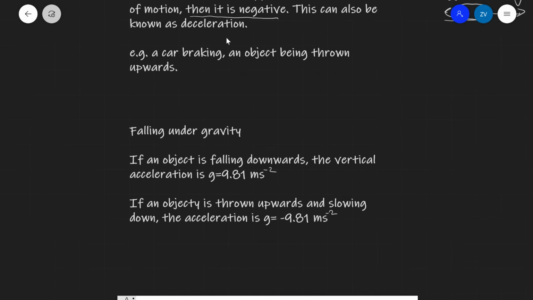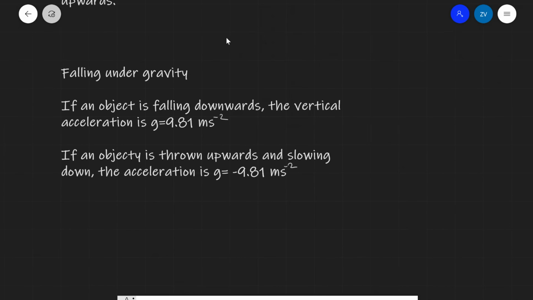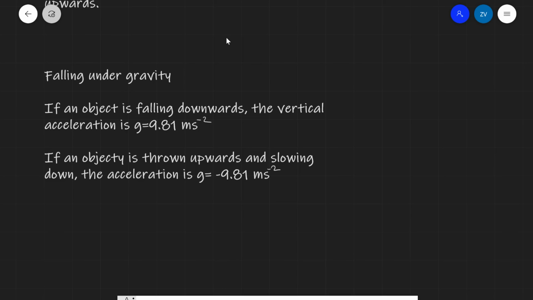Now, talking about that, let's discuss falling under gravity. In other words, if an object is falling downwards, then the acceleration of that object is just g. So let's imagine this here is the Earth and we have this object, then its acceleration will be vertically downwards and it will be g is equal to plus 9.81 meters per second squared.